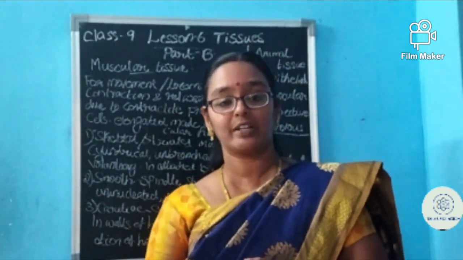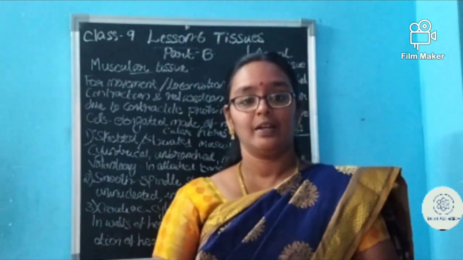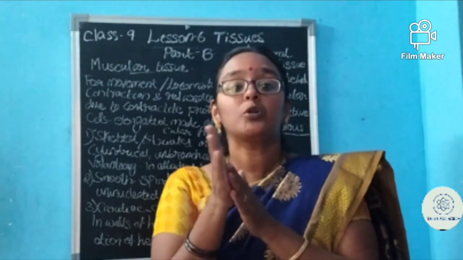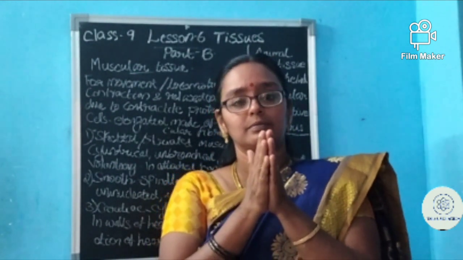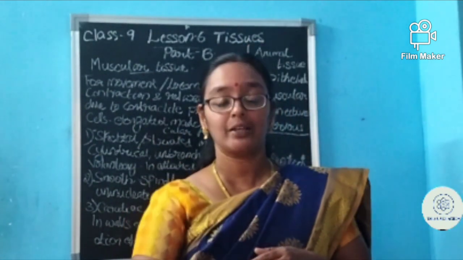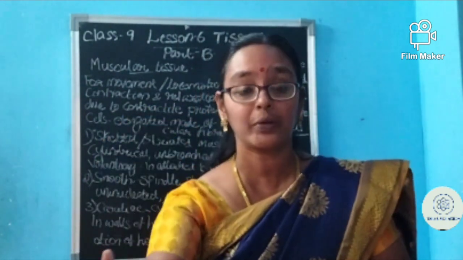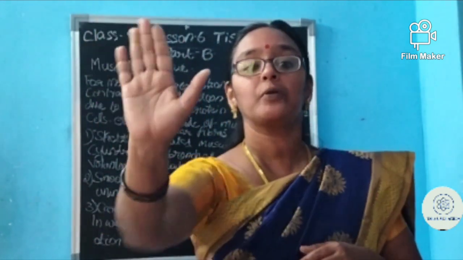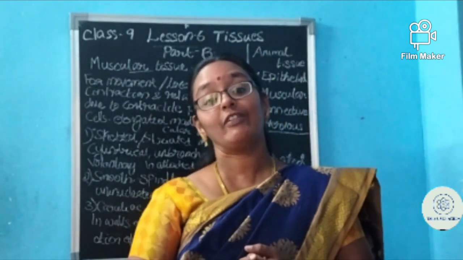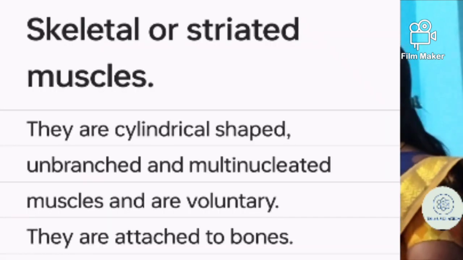What does voluntary mean? Voluntary means it can be controlled by us. If I want to do like this, I am able to do it. If I want to stop it, I can. If you want to write something, you can write. If you want to stop, you can stop. If you want to run, you can run. If anybody says stop, you will stop, because it is controlled by us. We are able to control these muscles, so we say it is voluntary.